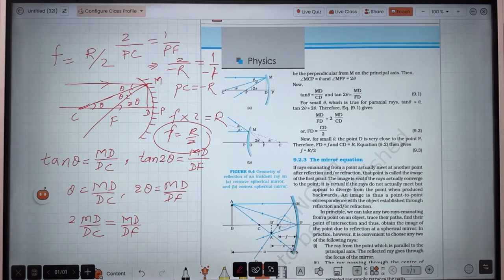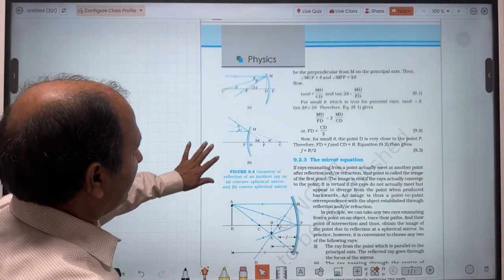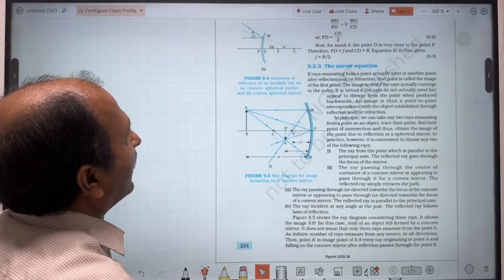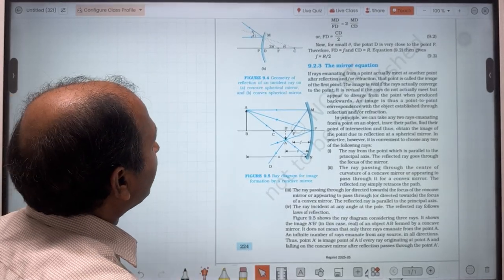I think you have understood. Now one more important result we are going to derive, that is the mirror formula that you have studied at a lower level.